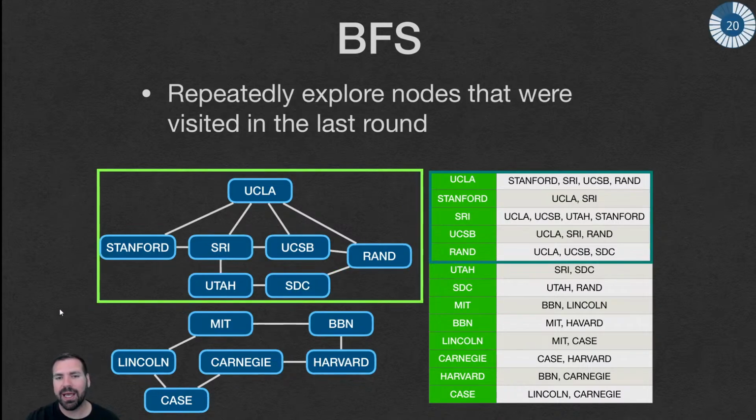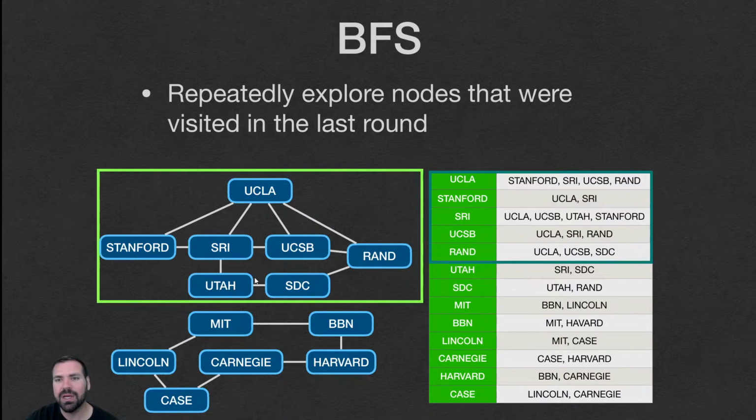So I'm going to explore all the neighbors of the starting node, then the neighbors of the neighbors of the starting node, then the neighbors of the neighbors of the neighbors of the starting node. So I'm going to go to Utah. It's going to find SRI and SDC. They've both been explored. And then SDC is going to find Utah and Rand.